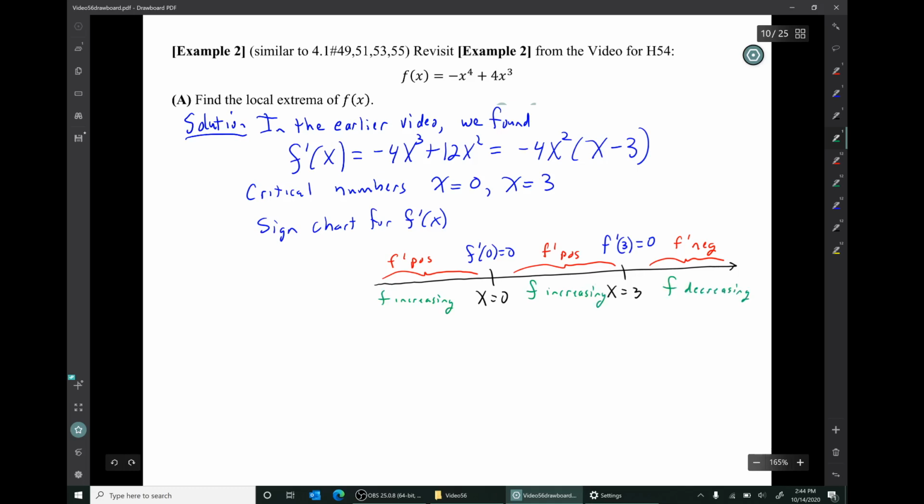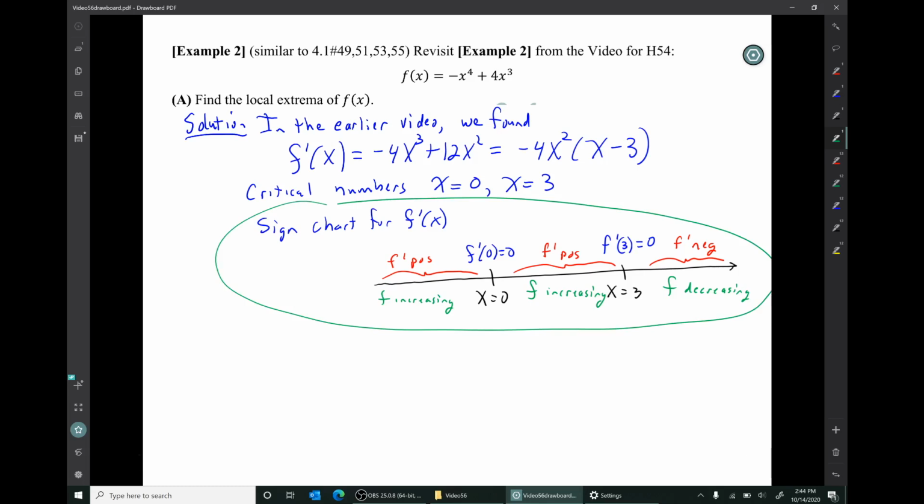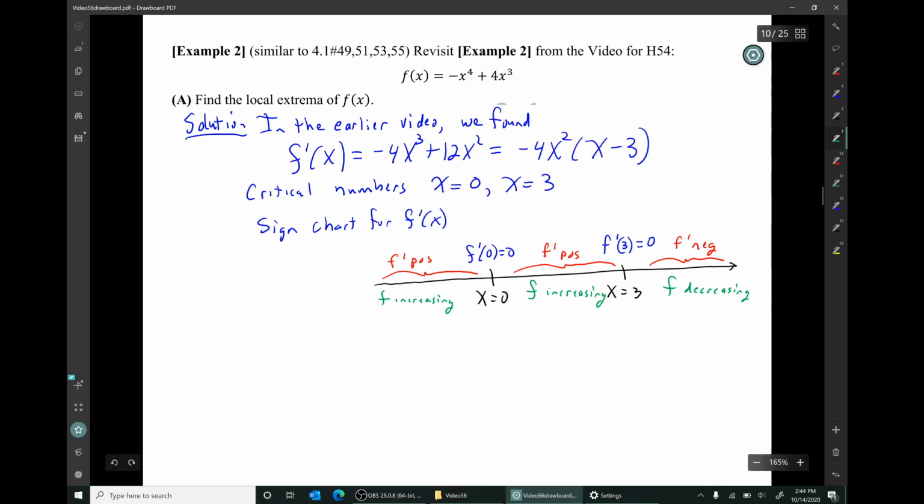So there's our result from the earlier video. We found the derivative for f of x, and we factored it, and we found the critical numbers where x equals 0 and x equals 3. We made this sign chart for f prime, and we used that sign chart to tell us where f was increasing and where f was decreasing. Maybe I'll also add what happens at those critical numbers.